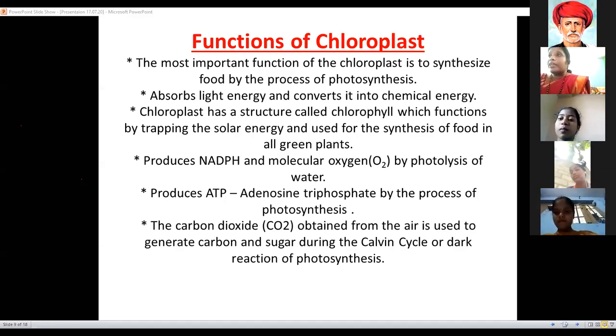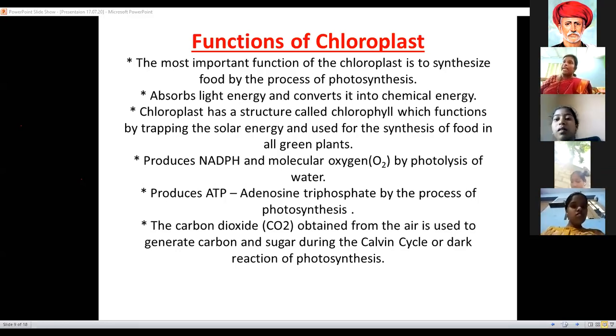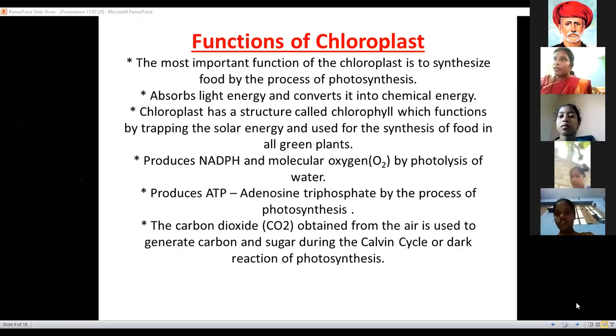What is next? It produces NADPH. What does NADPH stand for? Nicotinamide adenine dinucleotide phosphate hydrogen. This is one of the chemical substances in the process of photosynthesis. Next, it produces ATP, adenosine triphosphate. This helps in the preparation of the food content itself.